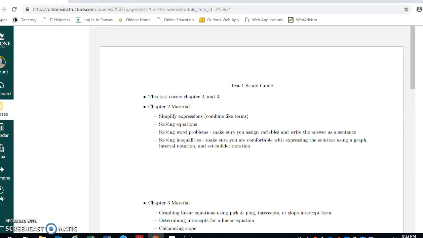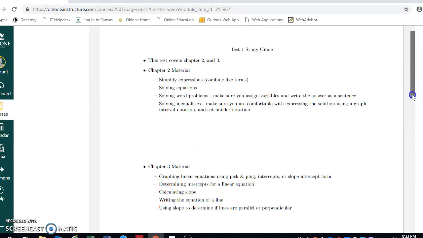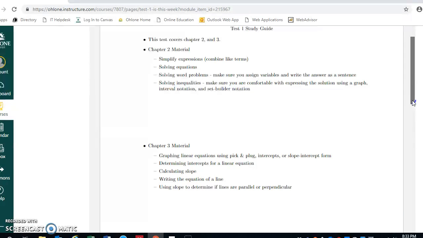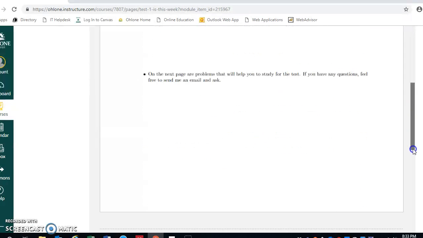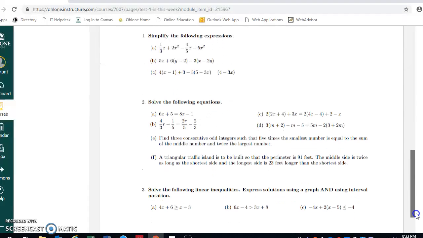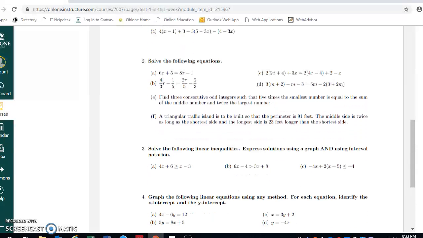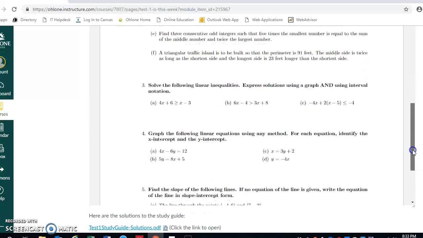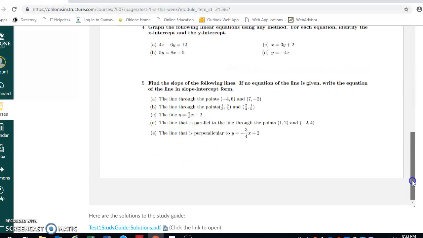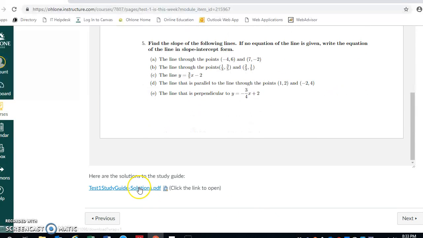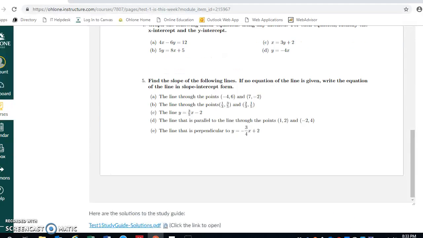There's a study guide. If you scroll to the bottom of the page, you will see a study guide that covers the Chapter 2 material that you should be aware of, Chapter 3 material you should be aware of, and then a group of questions that are going to look like what you're going to see on the test. Okay, there should be no surprises on the test. There are no trick questions. And if you can do these problems, you should be in pretty good shape. The solutions to the study guide are at the very bottom.